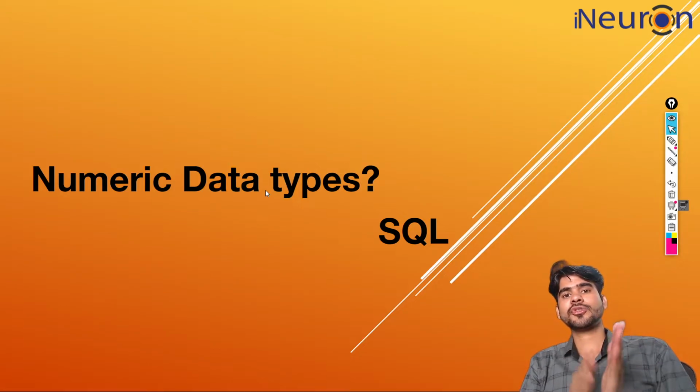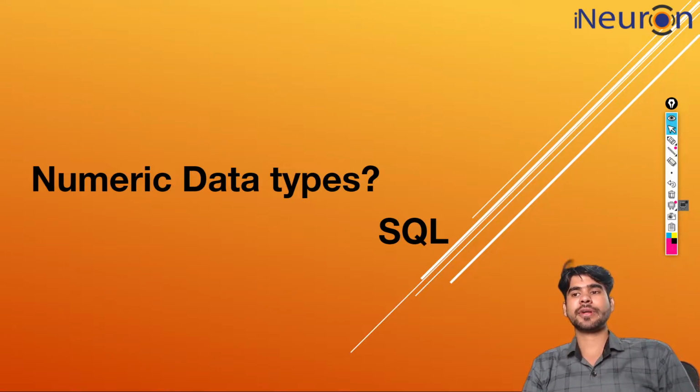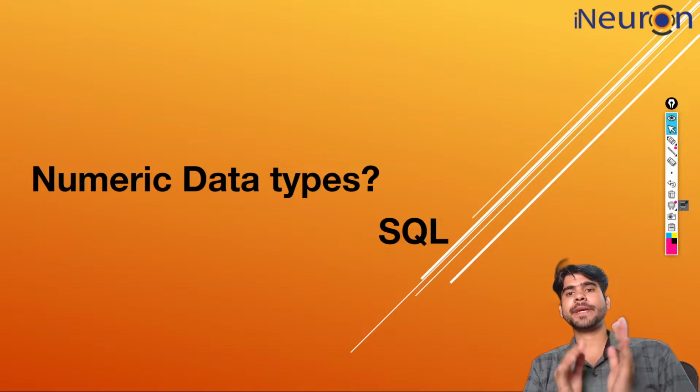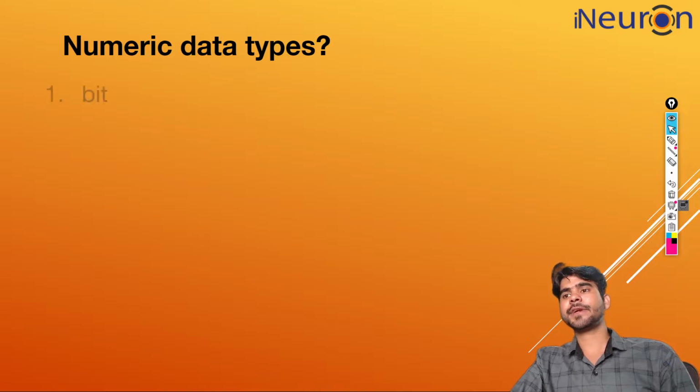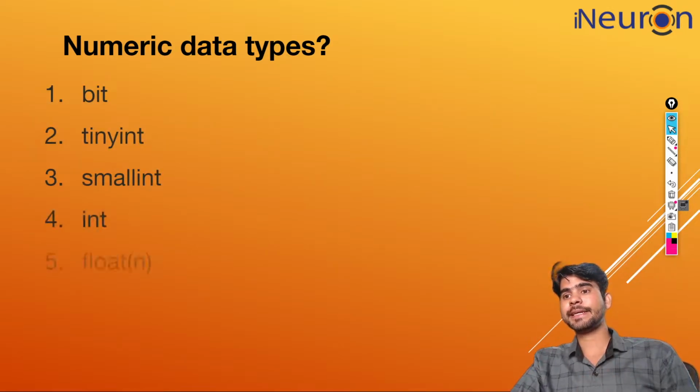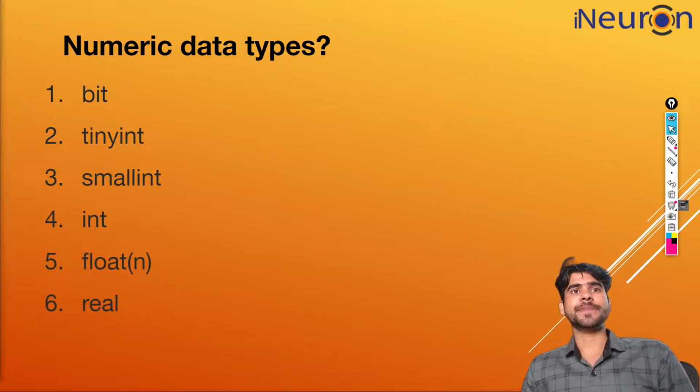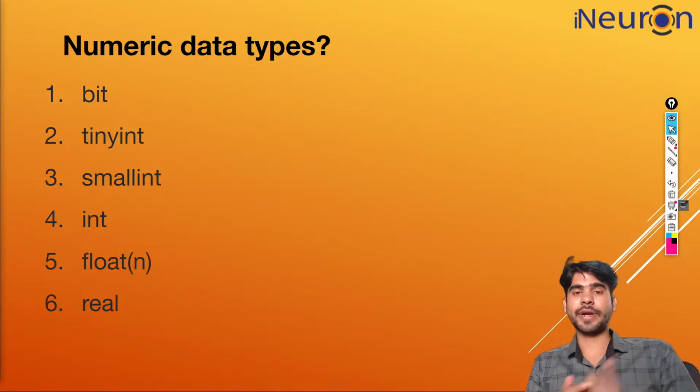Hello everyone. So let's continue our SQL series, and in this class we are going to learn about numeric data types. Whenever we want to add some numeric value in our table, we can define a numeric data type. We have different numeric data types like bit, tinyint, smallint, float, int and real. Okay, so what is bit here? Bit is an integer that can be 0, 1 or null.